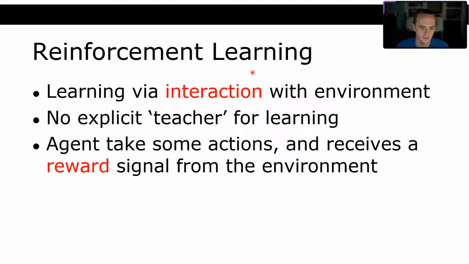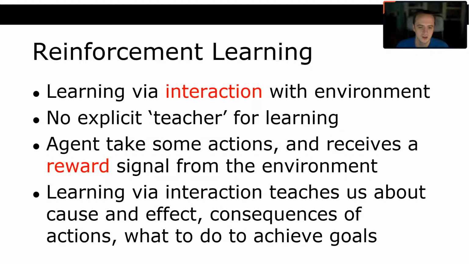But what's going to happen is that the agent is going to take some actions, and it's going to receive a reward signal from the environment. And I'll talk about that in a bit. The learning via interaction teaches us about cause and effect, consequences of actions, and what to do to achieve goals, okay? So what you're going to have to do, and we'll see some examples of this, is frame your problem as a reinforcement learning problem.